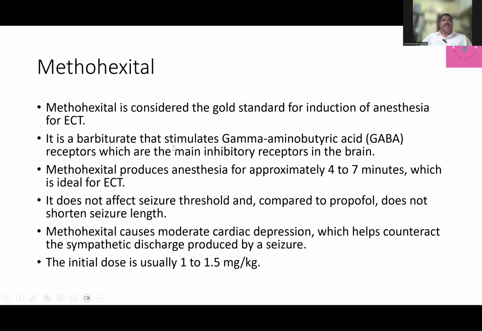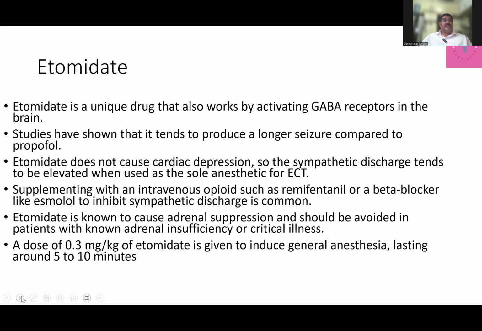So methohexital is considered the gold standard for the induction of anesthesia for ECT. It is a barbiturate that stimulates the GABA receptor, which is the main inhibitory receptor of the brain. Methohexital produces anesthesia across 4 to 7 minutes, short-acting, which is ideal for ECT. It does not affect the seizure threshold compared to propofol and does not shorten the seizure length. Methohexital can cause a moderate cardiac depression, which helps counteract the sympathetic surge of the seizure. The initial dose of methohexital is 1 to 1.5 milligram per kg, but nowadays methohexital is not available in all places.